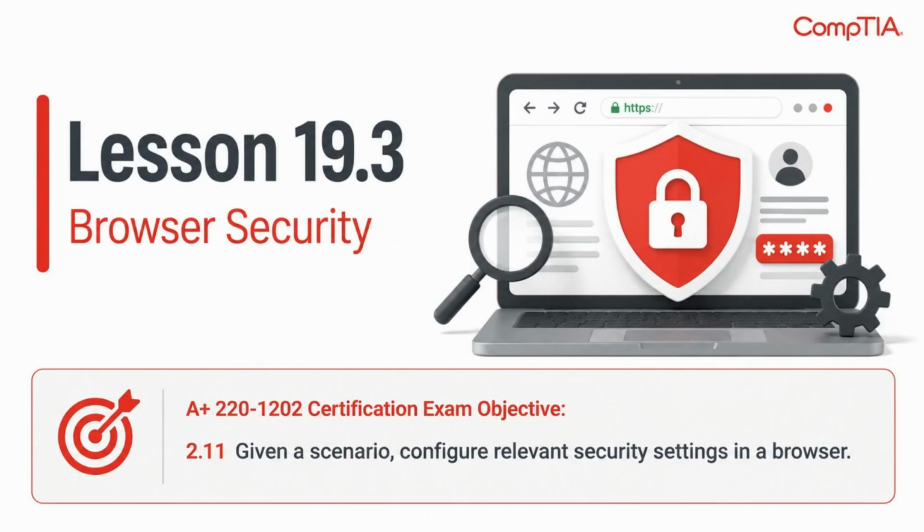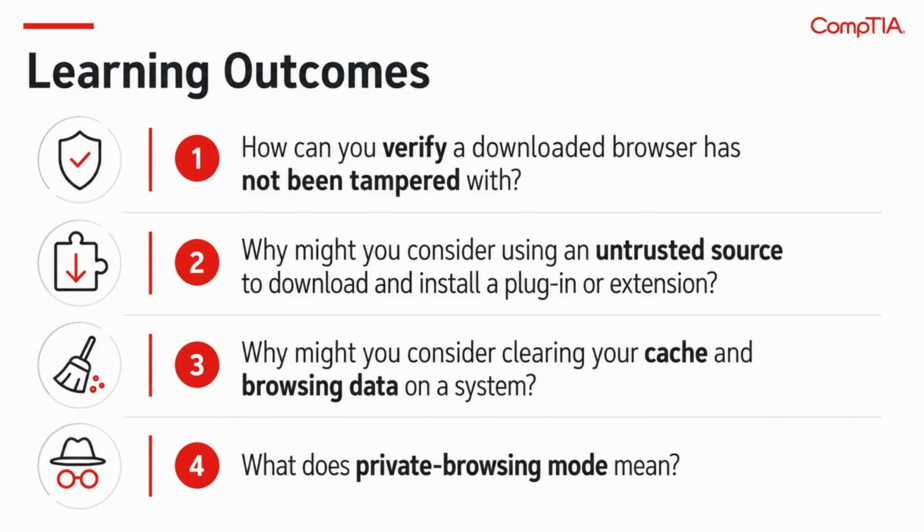Lesson 19.3 Browser Security. This lesson maps to A+ 220-1102 Objective 2.11, Configuring Relevant Security Settings in a Browser. By the end of this lesson, you should be able to answer: how can you verify a downloaded browser hasn't been tampered with? Why might someone consider using an untrusted source for a plugin or extension? Why might you clear your cache and browsing data? And what does private browsing mode actually mean?